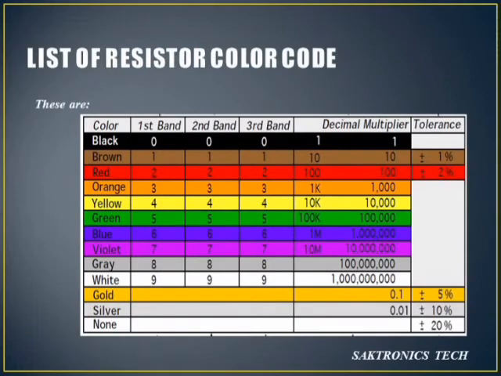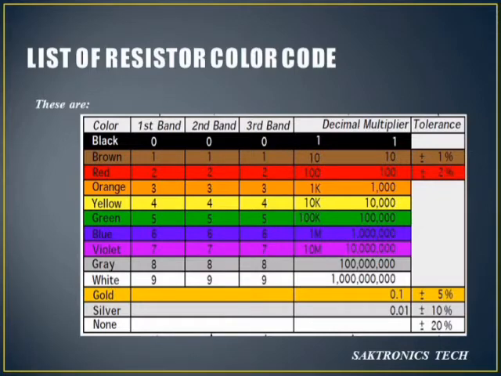And now these are the resistor color code. As we can see here, we have the set of colors that start from black to none, and we have first, second, third band, and we have decimal multiplier, and the final column is tolerance. And then if you check closely, we can see that the black one at the first band represents 0, second band represents 0, third band represents 0, decimal multiplier represents 1, and tolerance represents nothing.